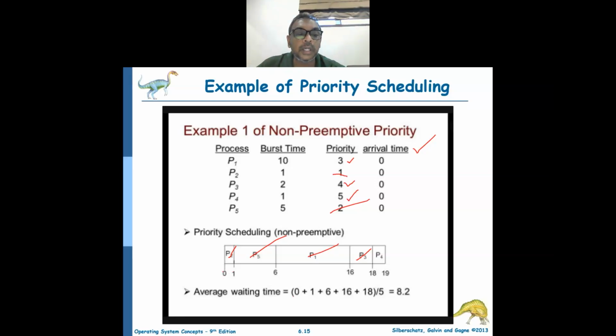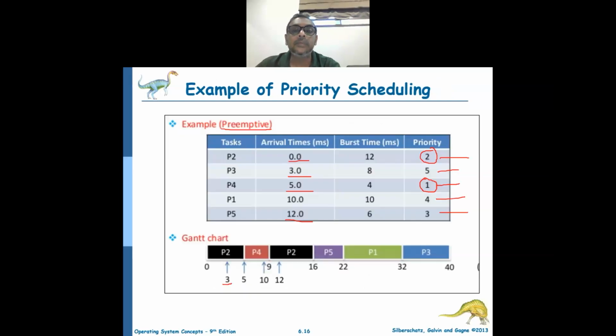P2 average dia kosong sebab dia sampai kosong, dia masuk kosong. P5 dia sampai kosong, dia masuk at 1. Okay. P1 dia sampai at kosong, dia masuk at 6. P3 dia sampai at 0, dia masuk at 16. And P4 dia sampai at 0, dia masuk at 18. Okay, 18. So plus all divide by the number of process, then you can get the average waiting time for priority scheduling. Okay, so this is an example, another example on priority scheduling as well.